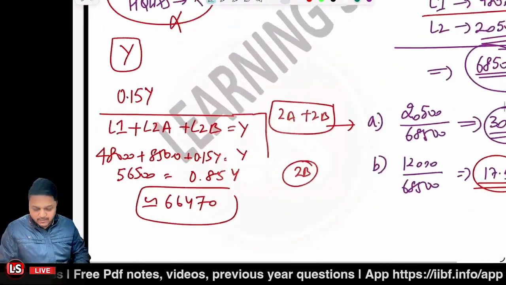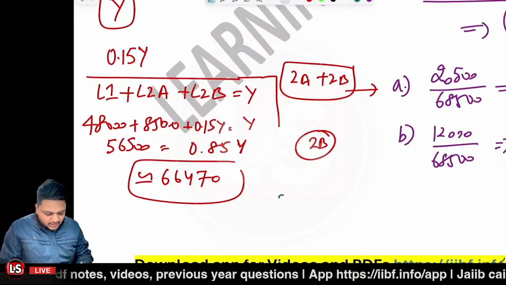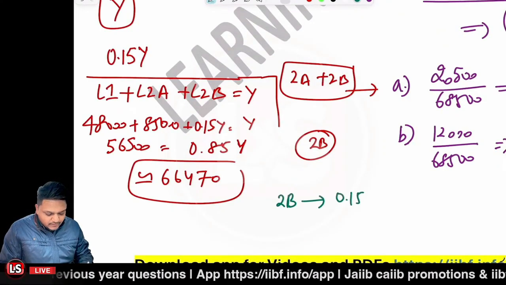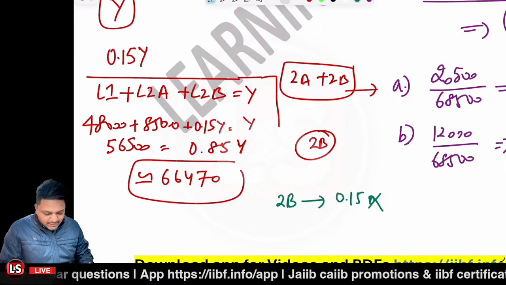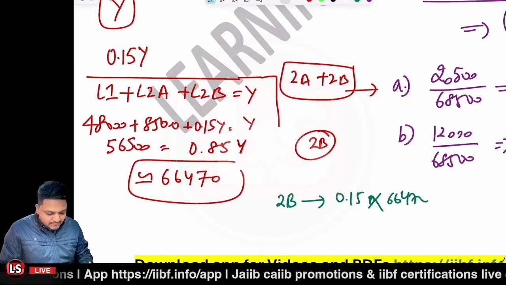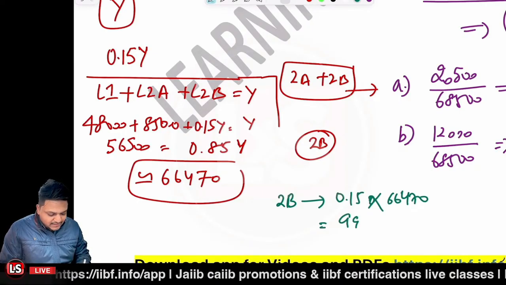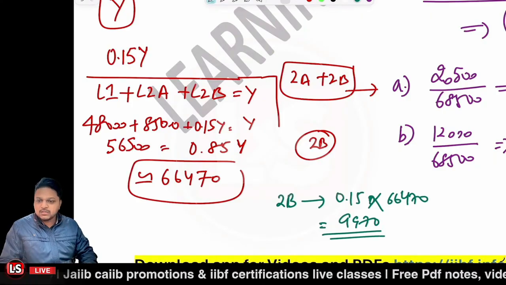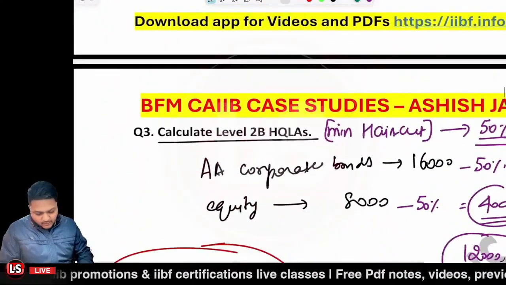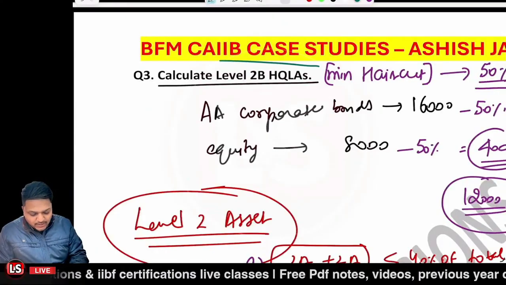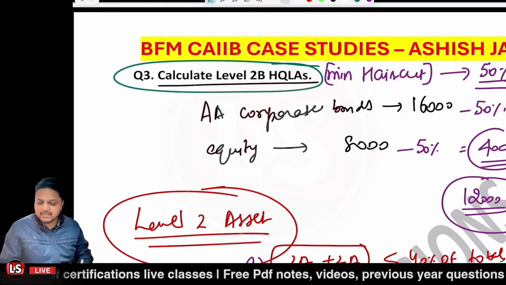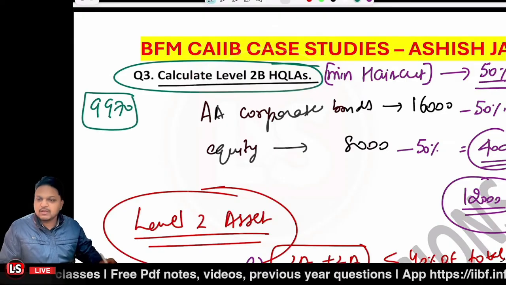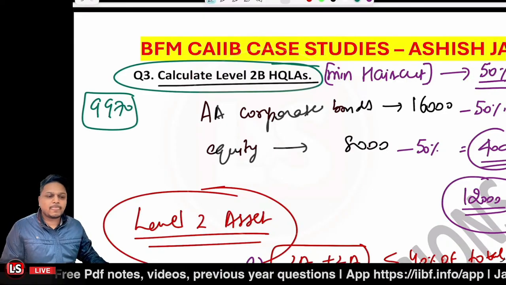So from here we can conclude that the level 2B asset would be equal to 0.15, or 15%, multiplied by 66,470. That comes out to be 9,970. The question above was what is the level of HQLA level 2B? So that is 9,970. Answer is 9,970. Clear with it? Please confirm.